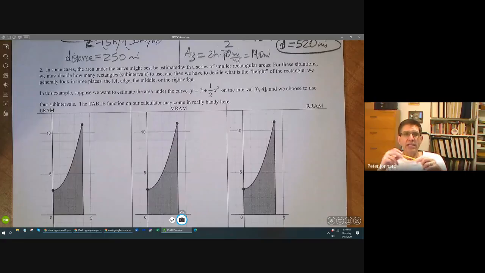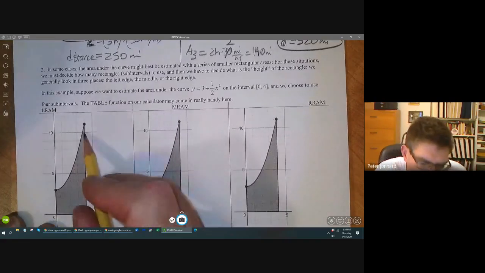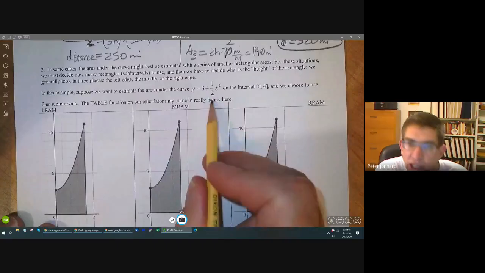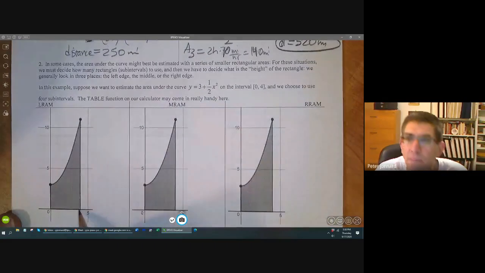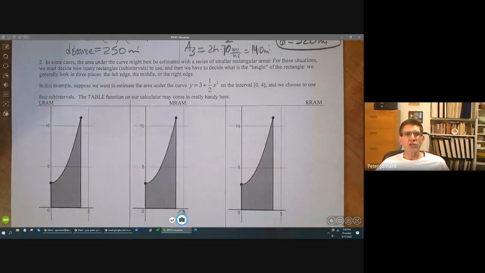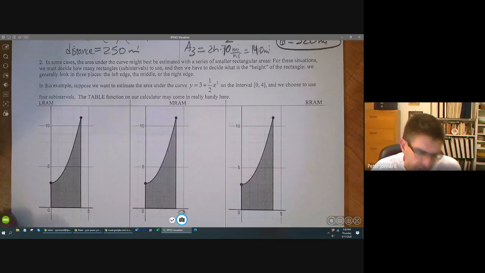So right now in this example, suppose we want to estimate the area under this curve. I graphed this on Desmos using this particular function on the interval from 0 to 4, and we choose to use 4 subintervals. The table function in our calculator may come in really handy here, so that's sort of a hint.